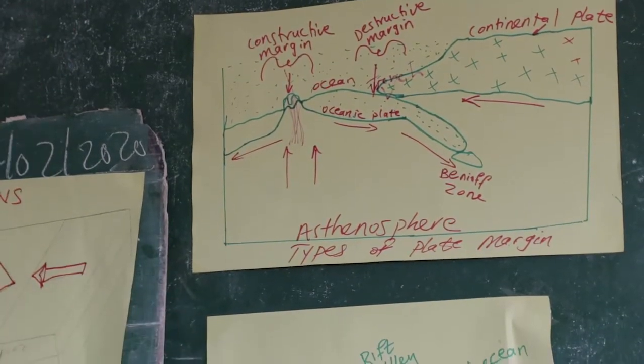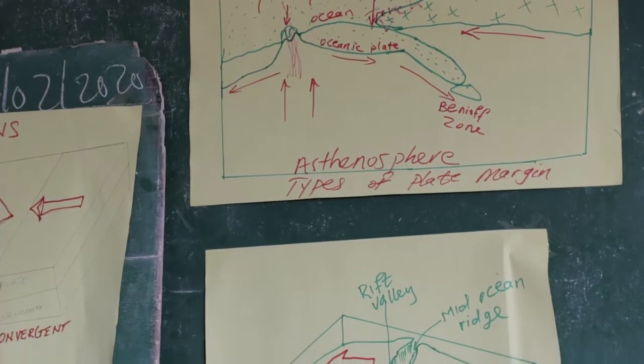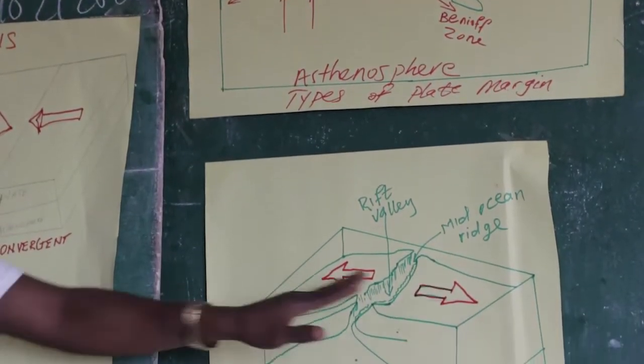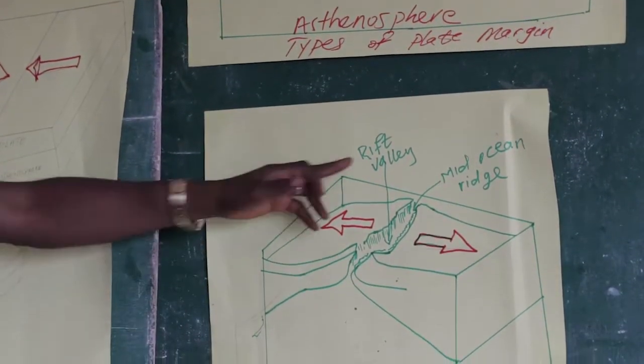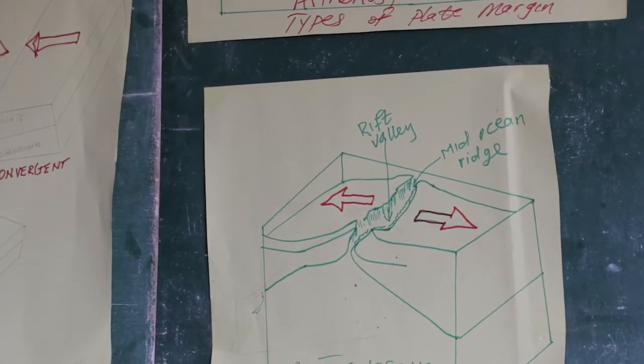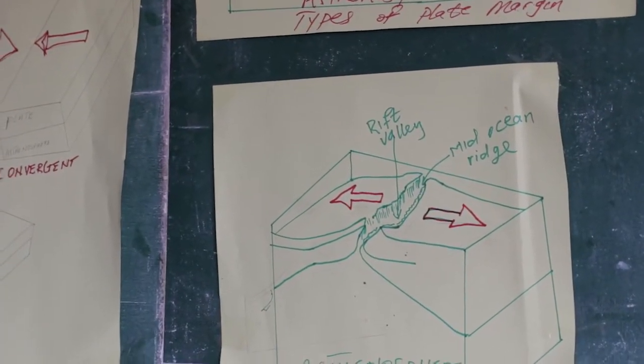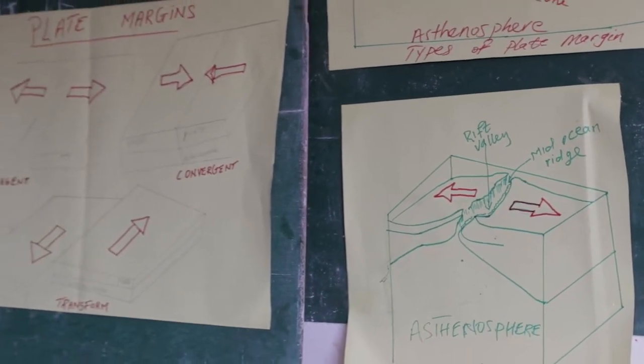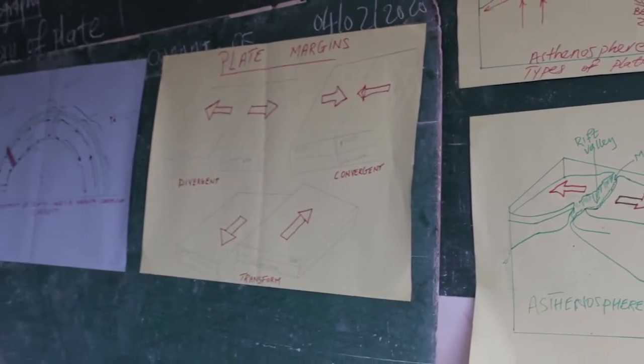Yes. And then you find this other one here where, like we said, the asthenosphere, when it moves away, equally forms another feature known as a rift valley. When plates move away from each other, it forms a rift valley. So that is some of the major features that are formed as a result of plate movements.